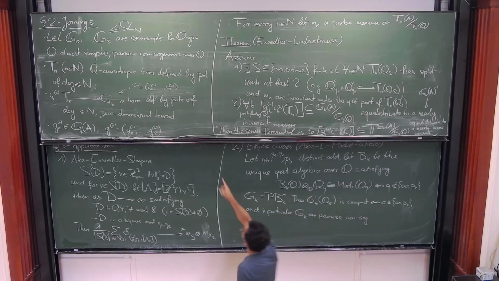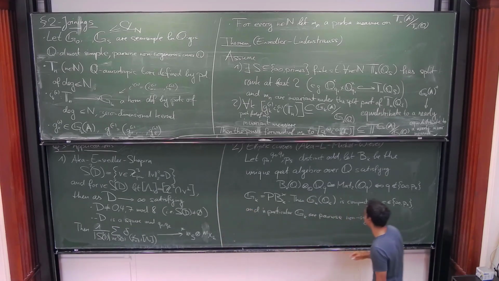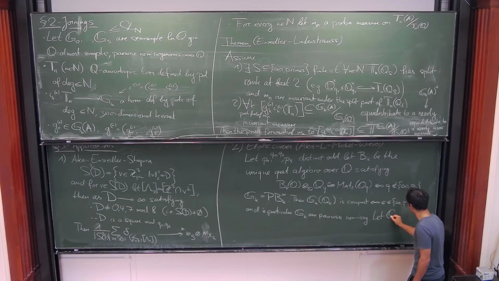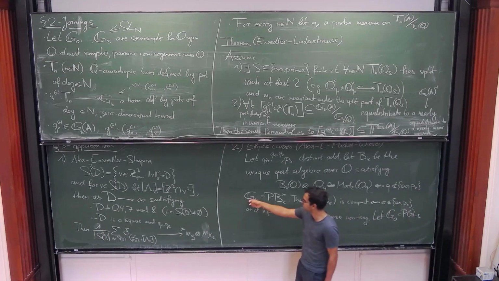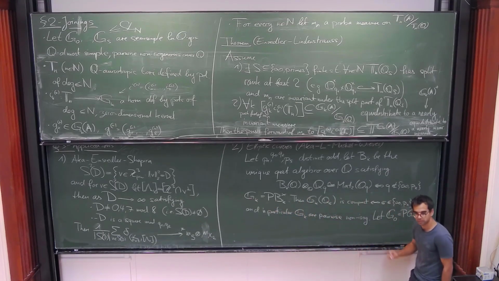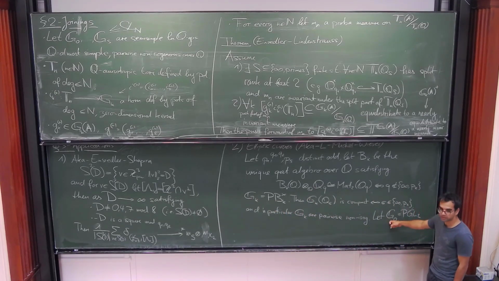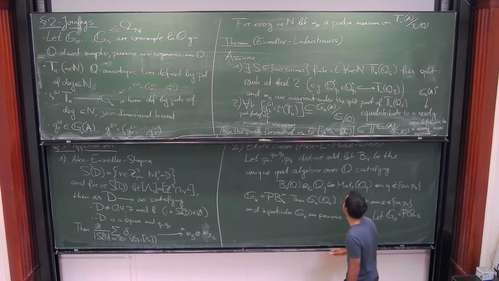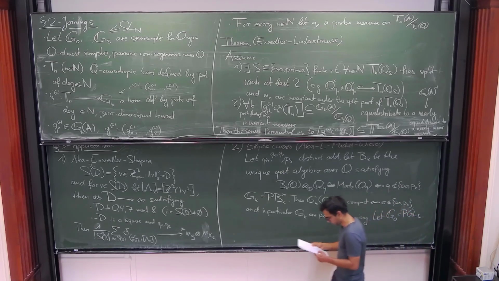I still have, so this was an assumption here. We also let G_0 be PGL2. So these are all what are called Q-forms of PGL2. And this is one particular Q-form, the PGL2, the one associated to the quaternion algebra, which is just the split one in all the places. Good.